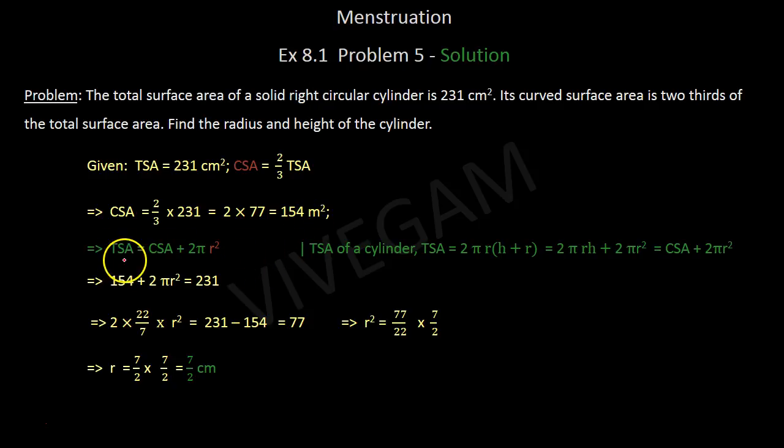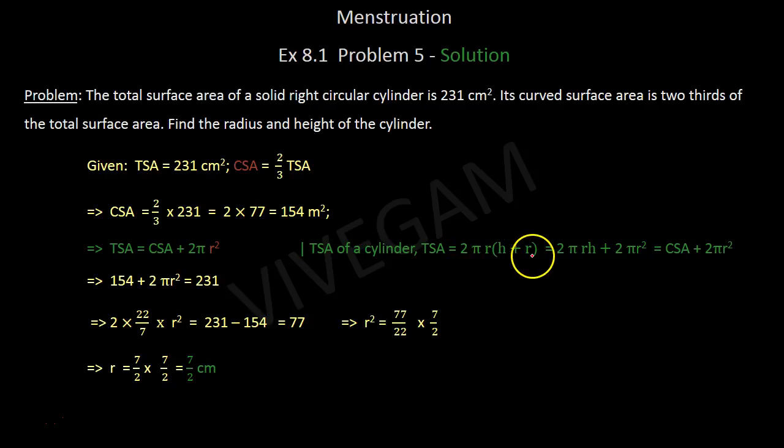Now look into the formula. TSA equal to CSA plus 2 pi r square. Look into the normal formula: TSA is 2 pi r into h plus r. You might be wondering how you got this formula. Logically, total surface area is curved surface area plus the top and the bottom area, which are circles. So pi r square plus pi r square, that is 2 pi r square. And if you look into the formula also, you'll be able to get the same.